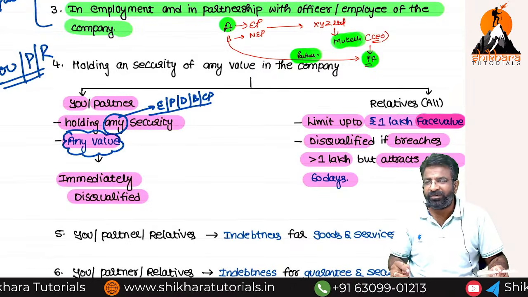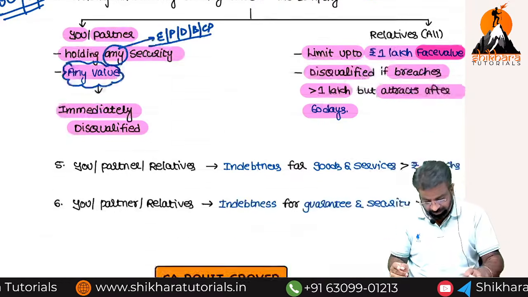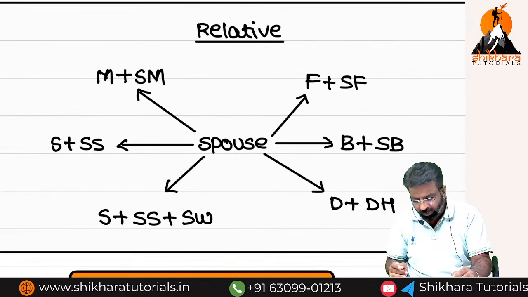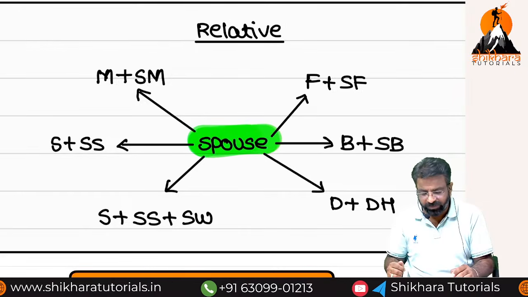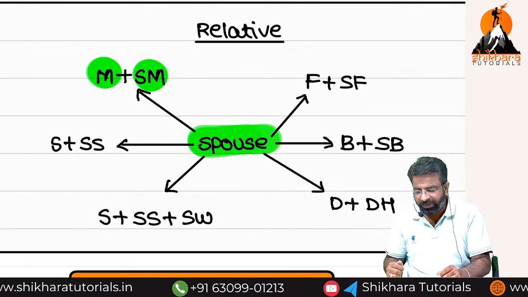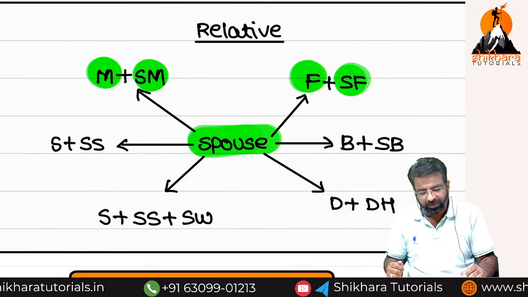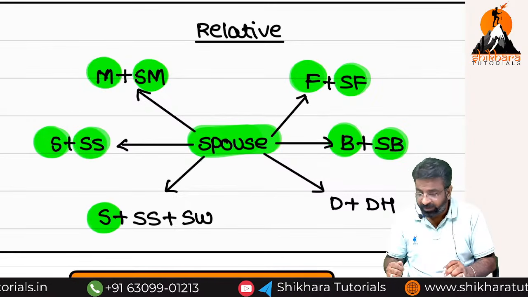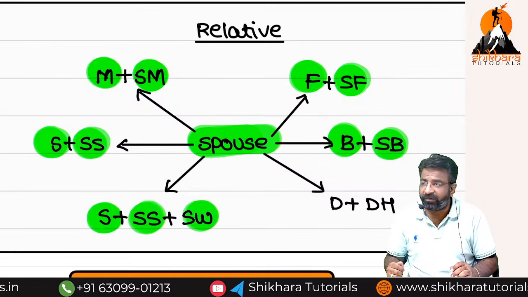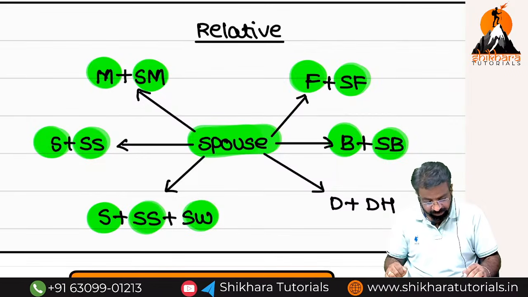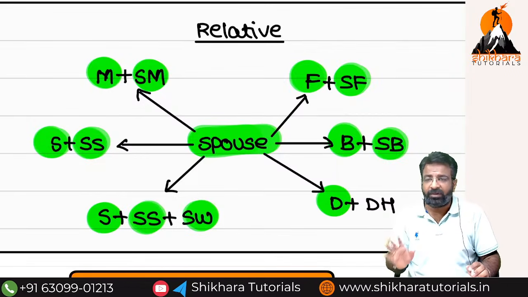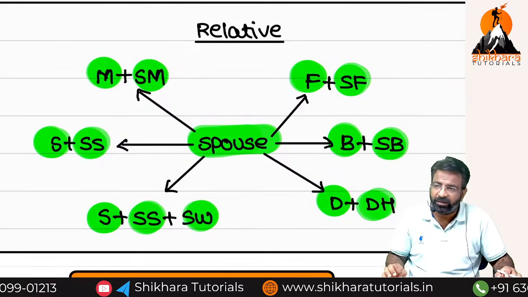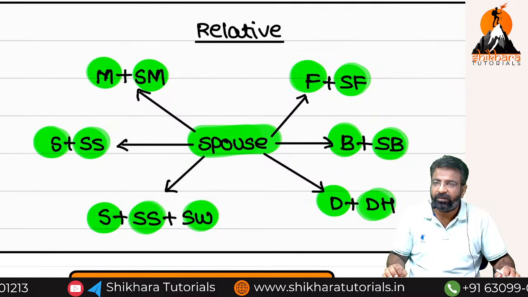Relative ka definition, I hope you know. They are the 14 people. Who are the 14 people? You are already covered. Spouse, mother, stepmother, father, stepfather, brother, stepbrother, sister, stepsister, son, stepson, son's wife, not stepson's wife, daughter, no stepdaughter, and daughter's husband. How many people are there? 14.